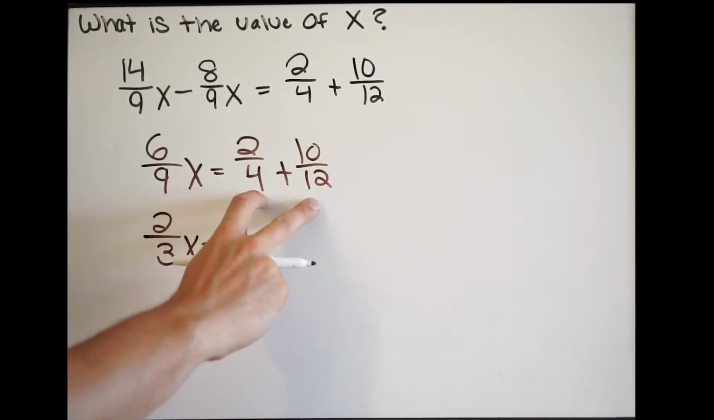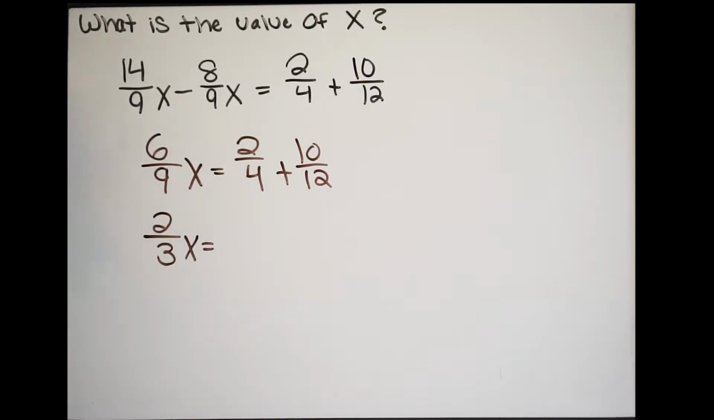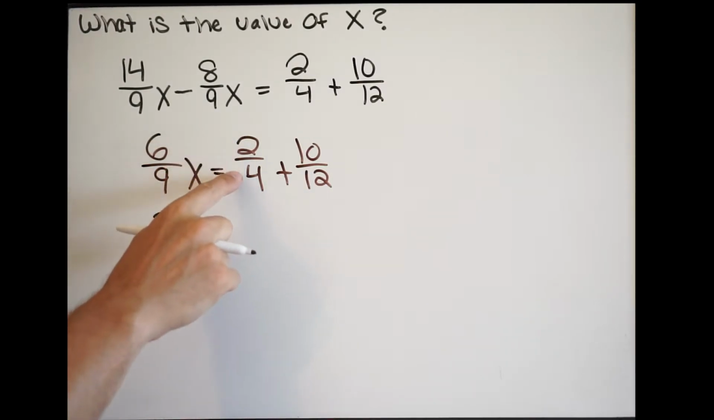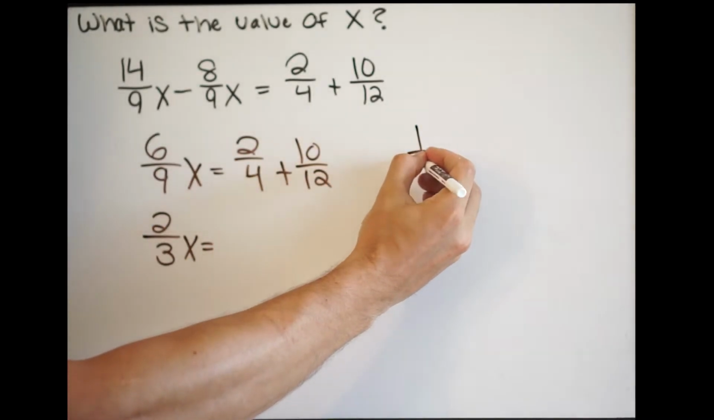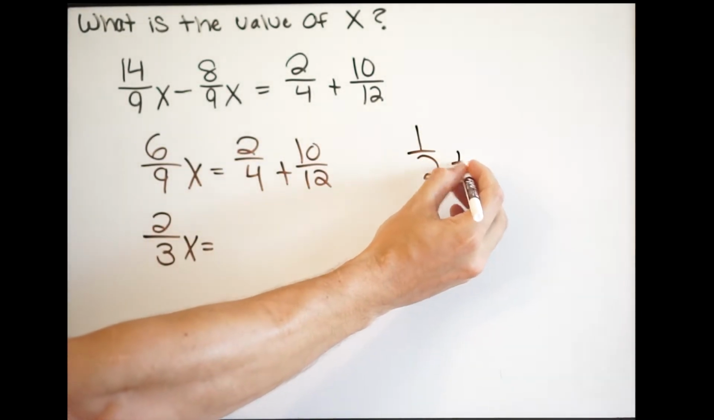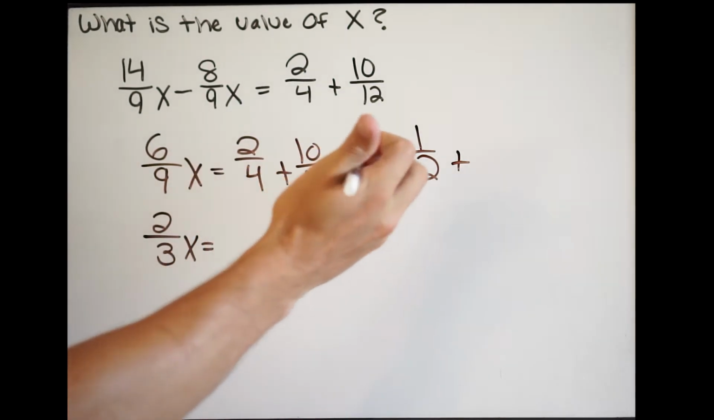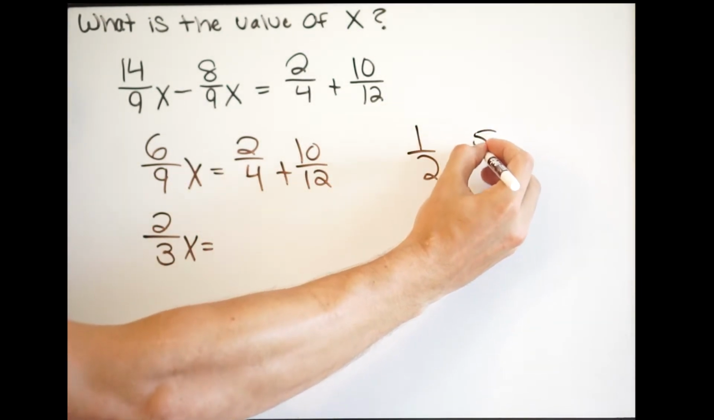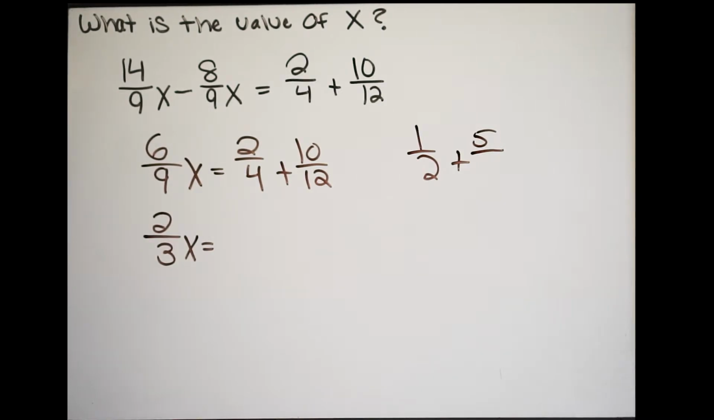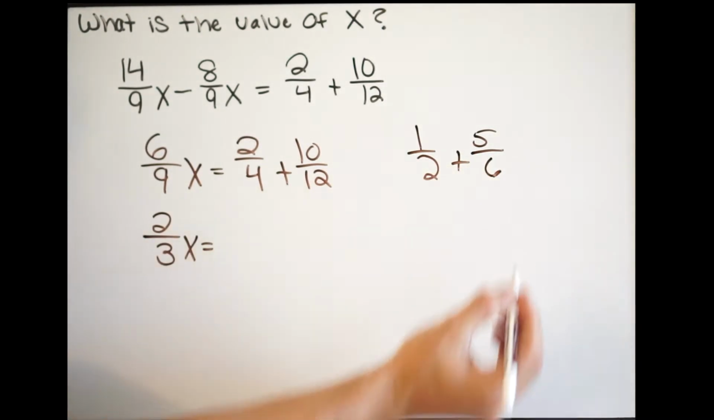So again, I can combine these. However, we need to get a common denominator first. Now before we do that, I'm going to go ahead and reduce both of these fractions. So this is really going to be a half plus, and then we know here that 2 will go into 10 5 times, and 2 will go into 12 6 times, okay?